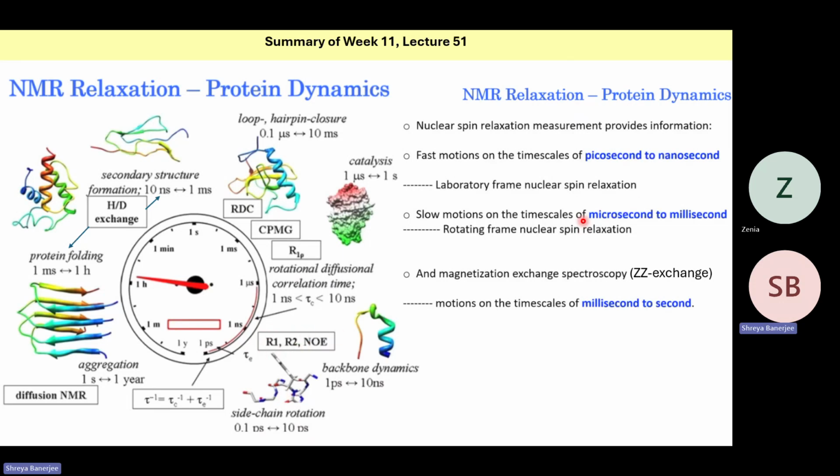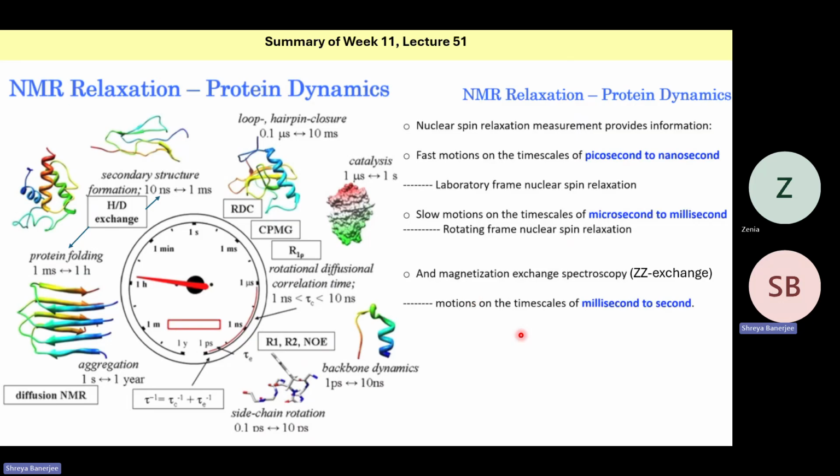The slower motions, HD exchange can tell you about the formation of secondary structures like alpha helix or beta sheet, which form in a nanosecond to millisecond time scale. And the slowest, that is protein folding, which occurs from millisecond to hours time scale, can also be found from HD exchange experiments. And there are two kinds of motion. The fast motion is from picosecond to nanosecond, and slow motions are from microsecond to millisecond.